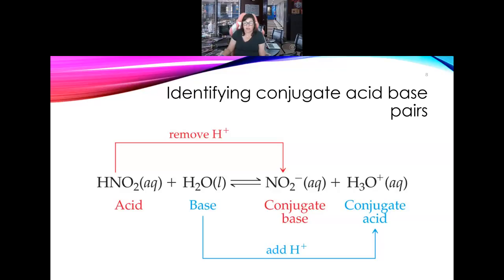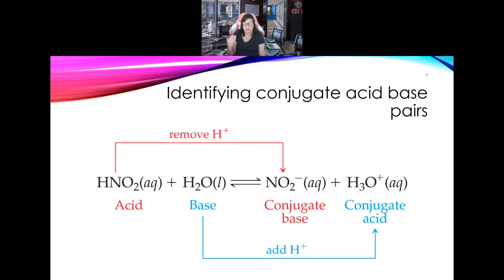Here, water is acting as a base. It reacts with the H plus that came from HNO2 and becomes H3O plus. So the base has a conjugate acid with the H plus added to it. So that's a conjugate acid-base pair. And we typically don't talk about conjugate acid-base pairs in terms of Lewis acids, so electron donors and things like that. We typically only do it for the addition or subtraction of a proton.